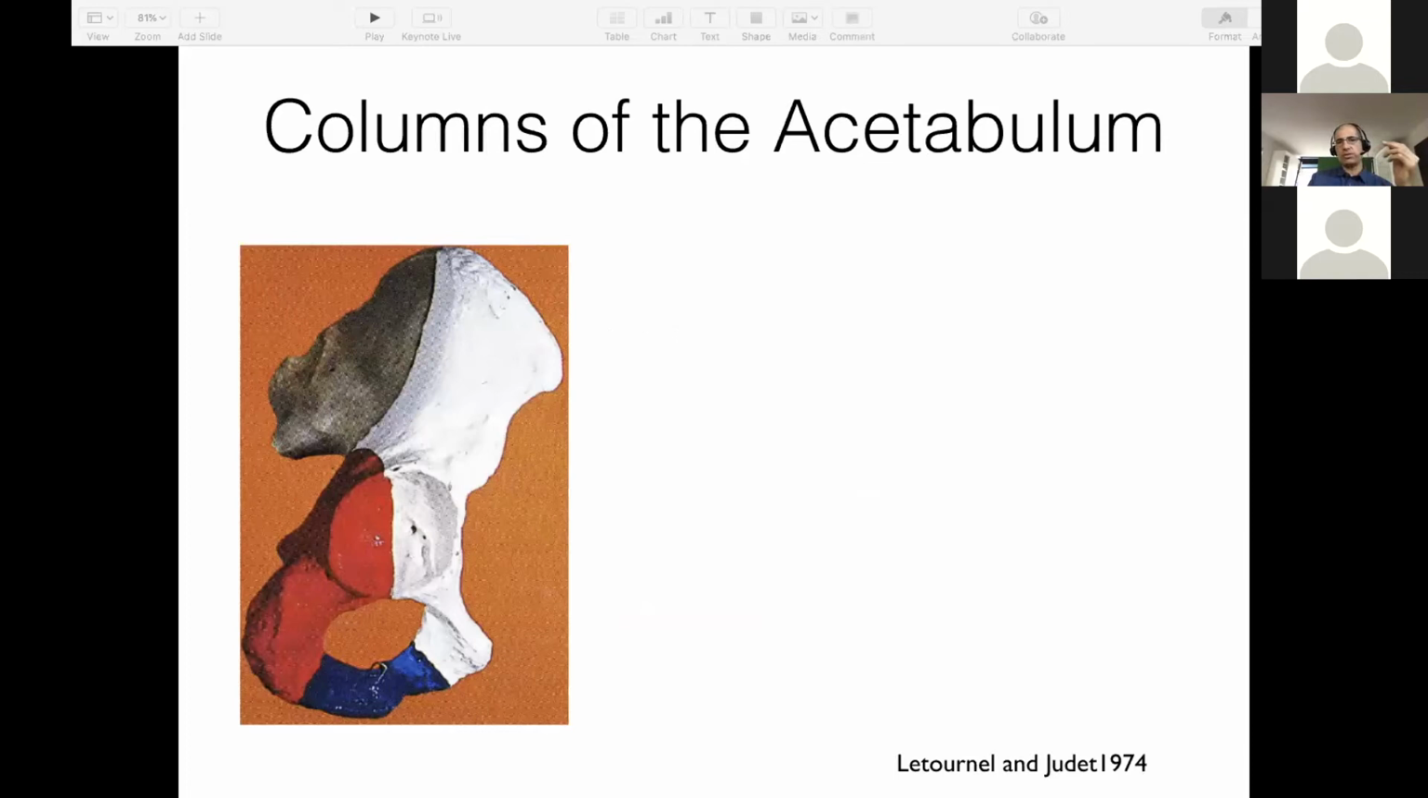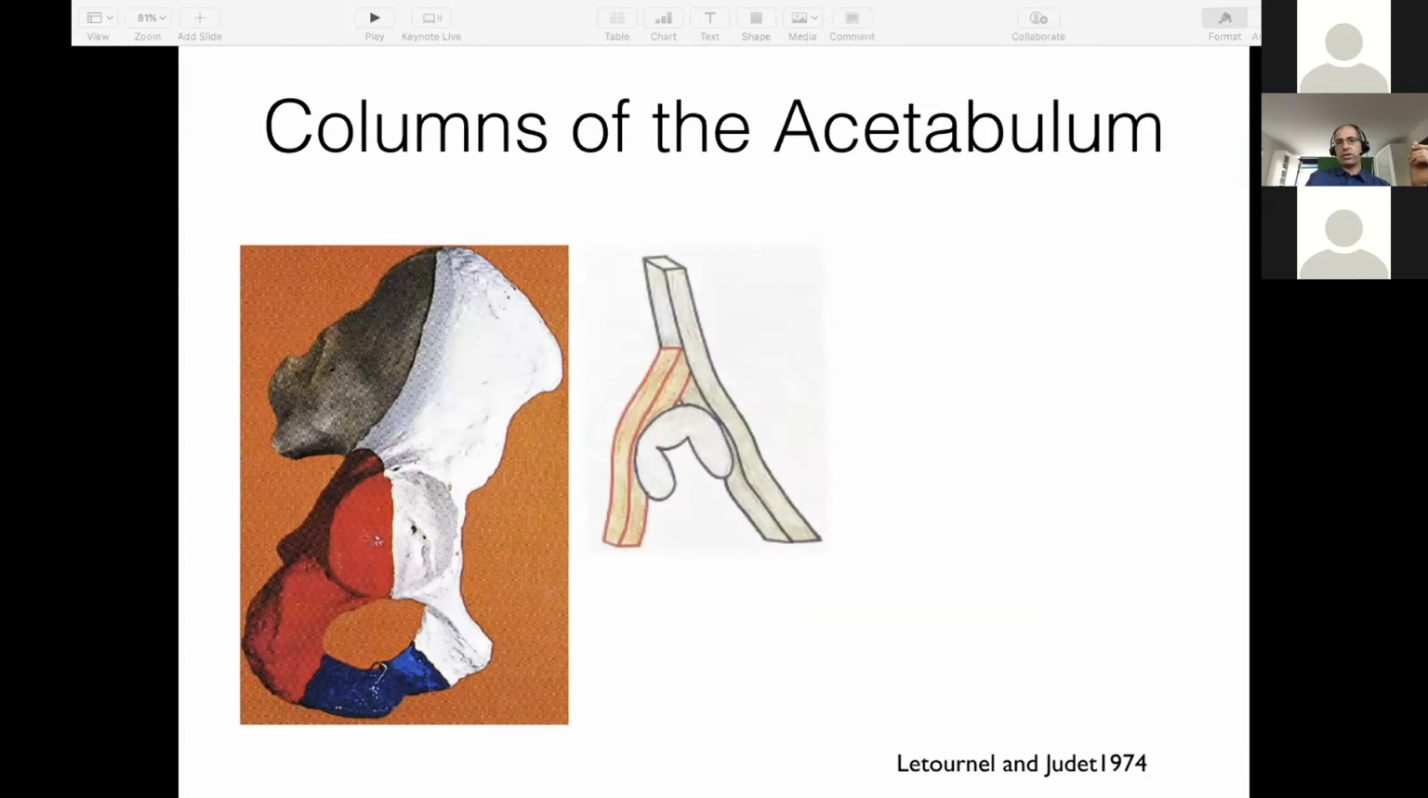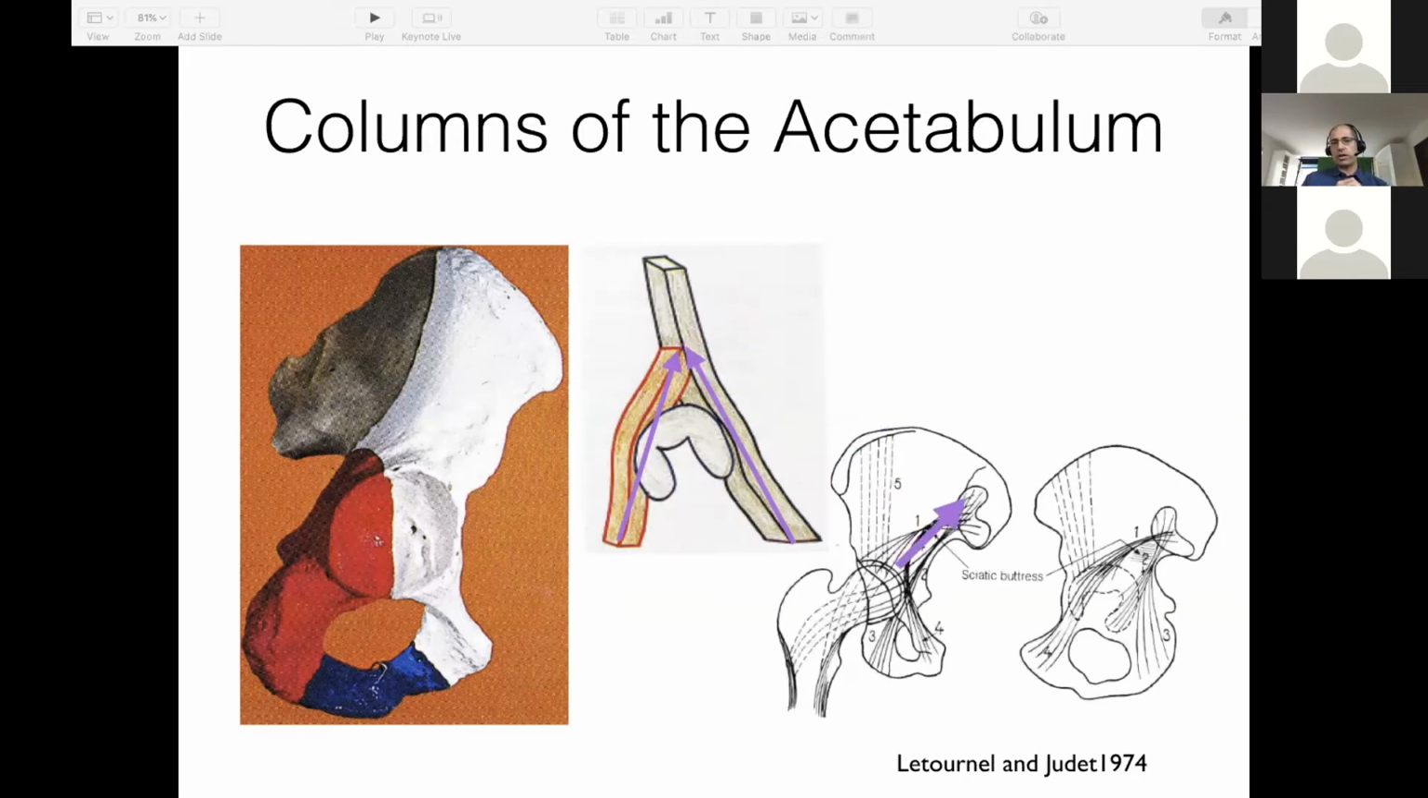So first thing we need to know is that the acetabulum is comprised of columns. There's an anterior column and a posterior column, and this is an original drawing from Letournel. And he described how these two columns encase the articular surface of the acetabulum. And at the apex of these two columns is what we call the sciatic buttress, which is one of the hardest columns of bone in the whole body, and helps convey that weight-bearing load from the lower extremities up to the axial skeleton.